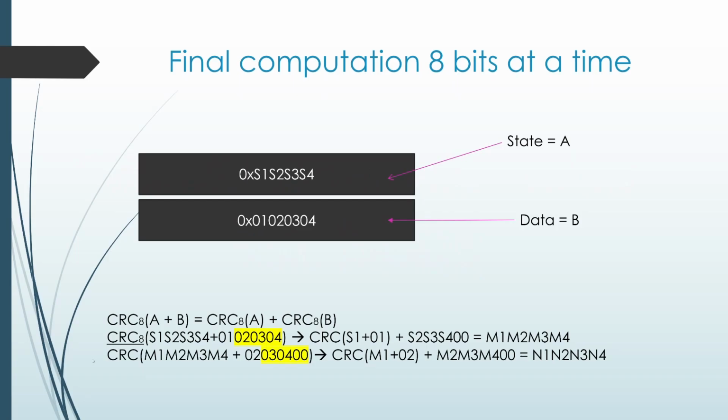Okay, so in this example, let's take a very basic case where we are looking at CRC in the middle of computation somewhere. The state of the CRC register before we compute on 01, 02, 03, 04 was already S1, S2, S3, S4. So in this state, how do we apply what we have learned? We're going to apply the equation CRC(A plus B) equals CRC(A) plus CRC(B). This will also show you how the table is used correctly.